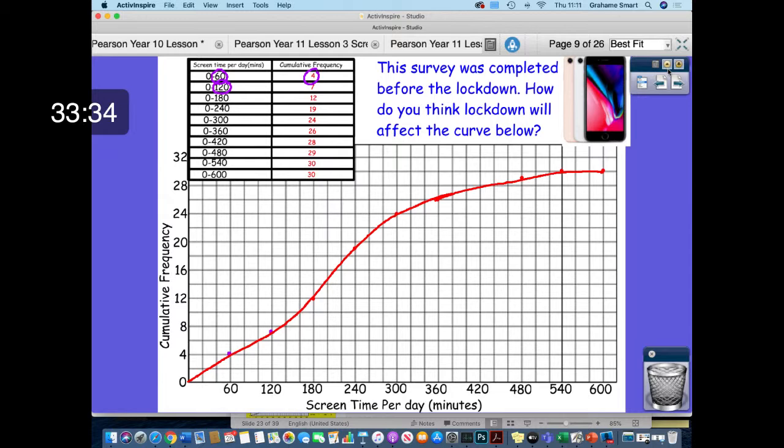And we can use it to ask specific questions as well, which again we'll get to later on in the session. But what I'm asking you to think about now, this survey, which I actually did with students, was completed before the lockdown. How do you think the lockdown would affect the curve below? Okay, keep that in your mind because you're actually going to investigate that as we go through the lesson.